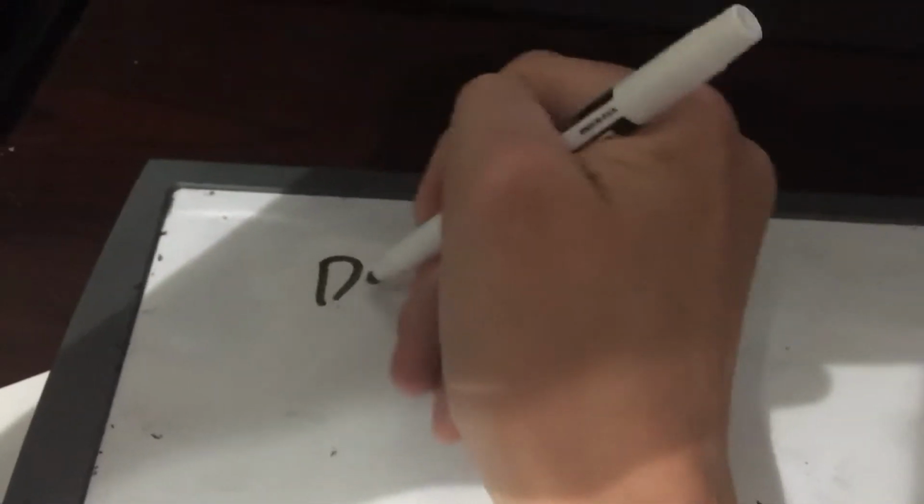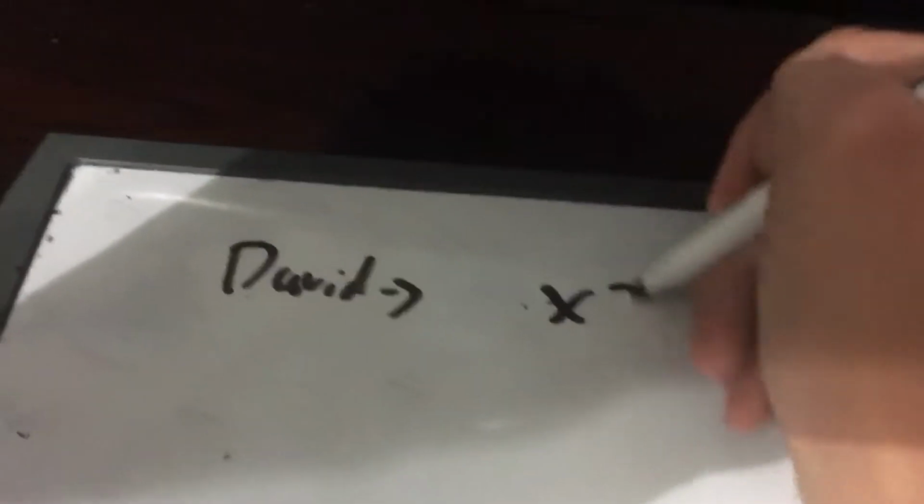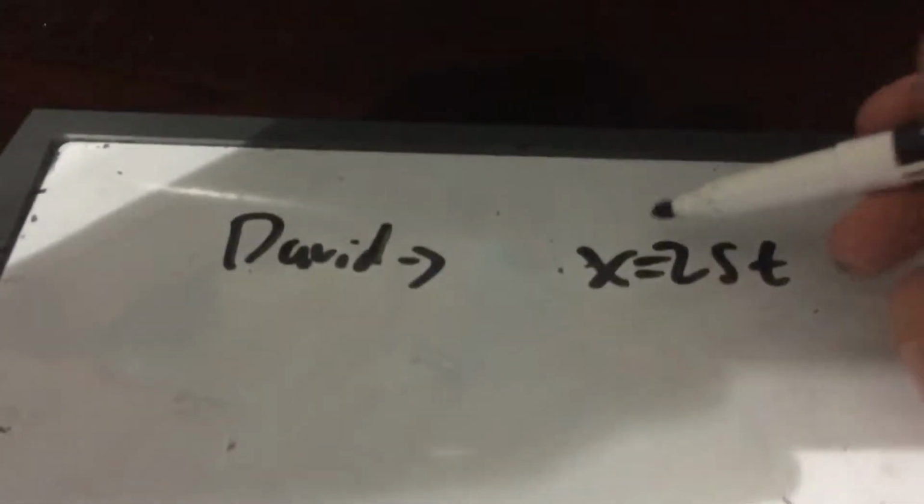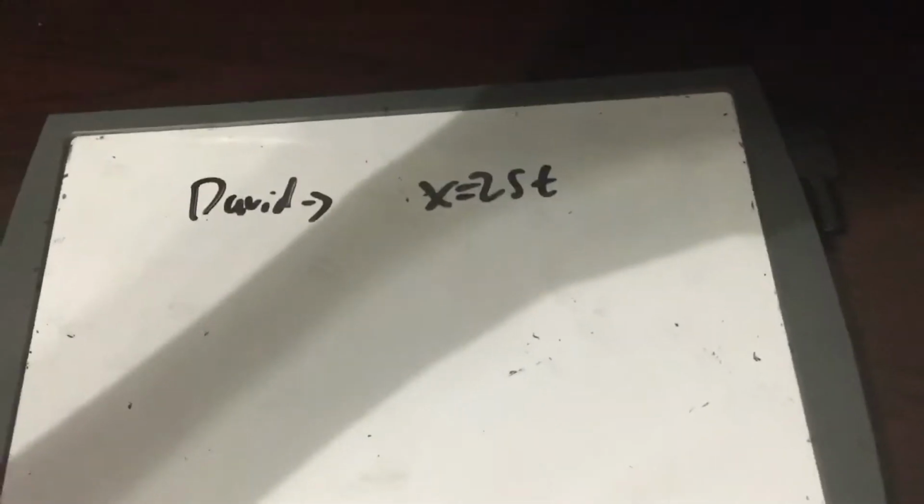Okay, so this is one with people driving cars, and you want to figure out when one passes another. It tells you David is going at a constant speed of 25 meters per second. Now the reason I'm writing x equals 25t is because we know that the displacement is equal to the time times 25, since that's her speed.